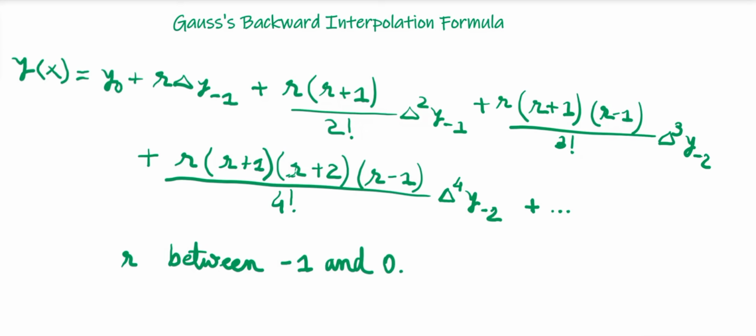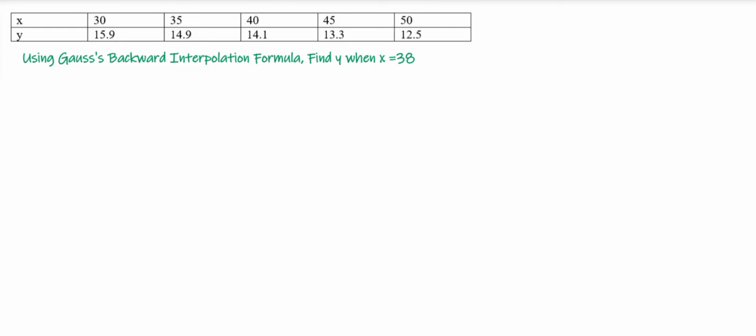This will be clear to you while we will solve the example. The question is, x and y values are given to us, and using Gauss backward interpolation formula we have to find the value of y when x is equal to 38. So here 38 will lie between 35 and 40. Our x value will be equal to 38 and our x naught will be equal to 40. Why 40? Because it's Gauss backward interpolation formula.